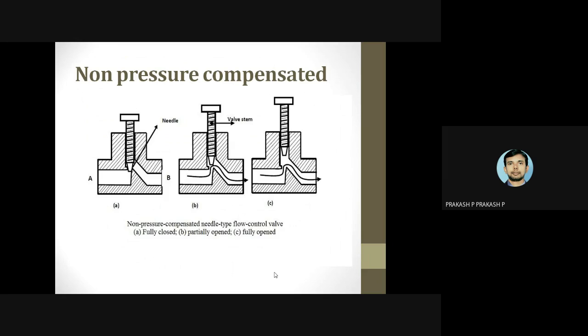In picture A, fully closed, no fluid flow happens, because the entire needle blocks the port from A to B. You can adjust the valve by rotating either clockwise or anti-clockwise. Now the fluid flow happens from A to B. With the help of the adjustment screw, we can set the pressure. You can see in the third picture, that is fully open. Whatever pressure is generated in the entire system, we can directly send to that pneumatic or hydraulic system.